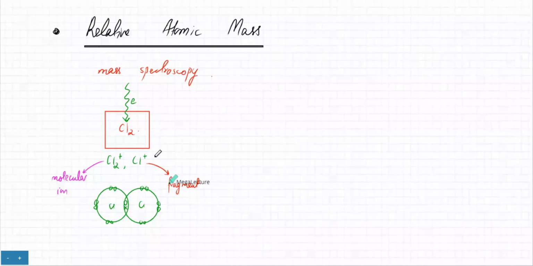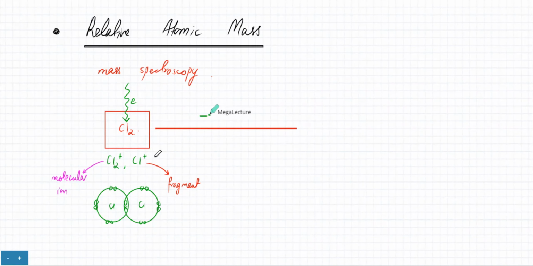Now the next part that they do is that they turn it into a beam by using electrodes, negative electrodes in most cases. So by using negative electrodes, these positive ions are turned into a beam. So Cl2 plus 1 and Cl plus 1, they all get attracted to one side and they form a beam.